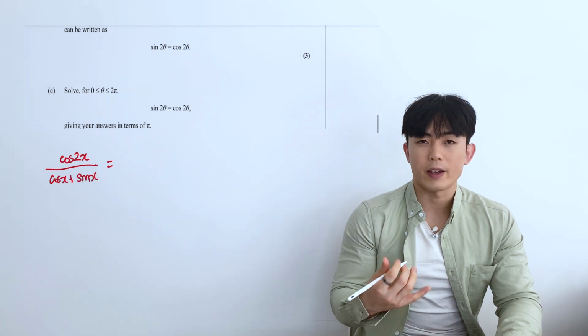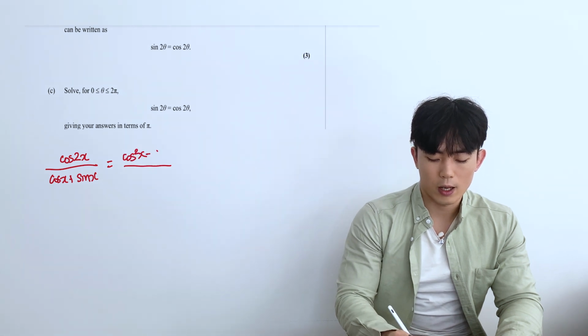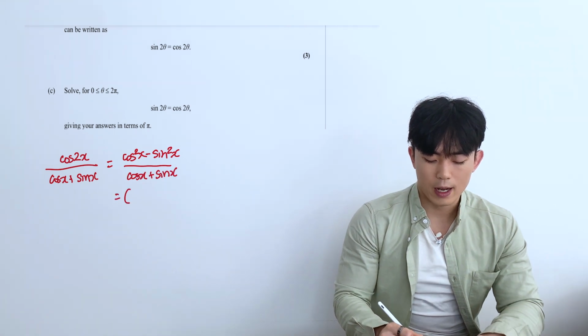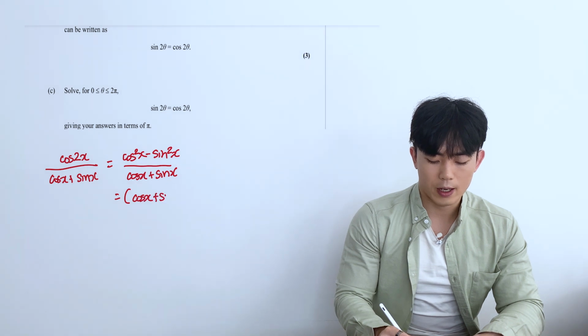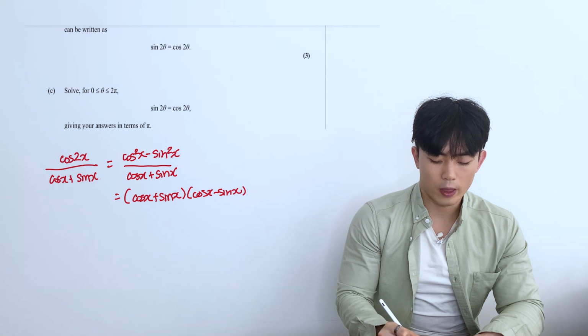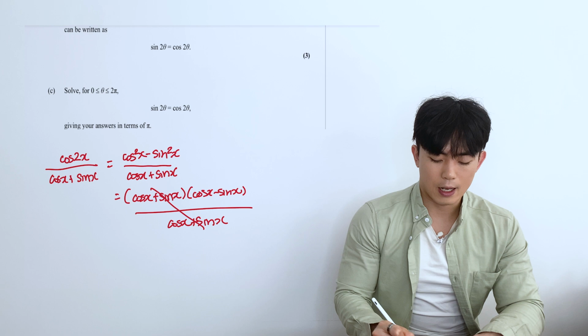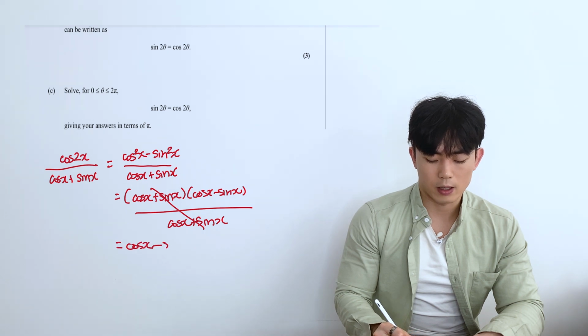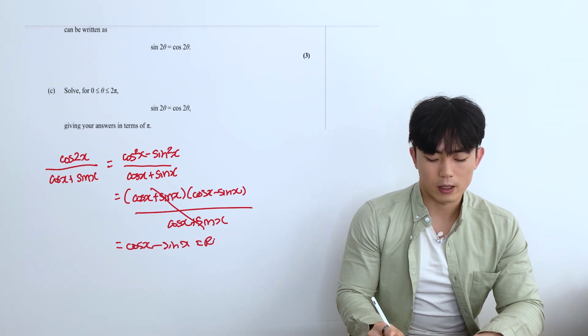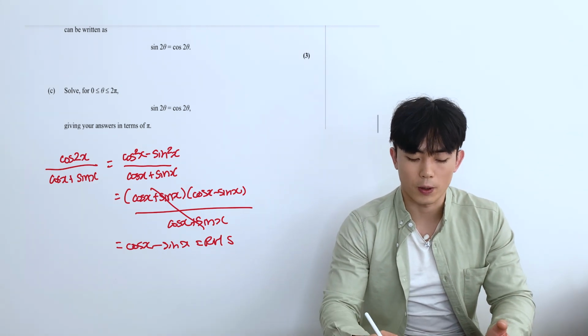We need to go about expanding it. Cos 2x we can expand as cos squared x minus sine squared x, over cos x plus sine x, which I can now factorize. So we have cos x plus sine x times cos x minus sine x, over cos x plus sine x, which will cancel out, leaving us with cos x minus sine x, which is the right-hand side. It's just a matter of simply expanding the double angle formula.